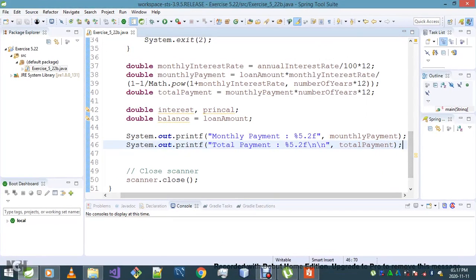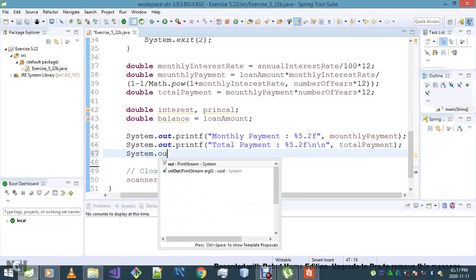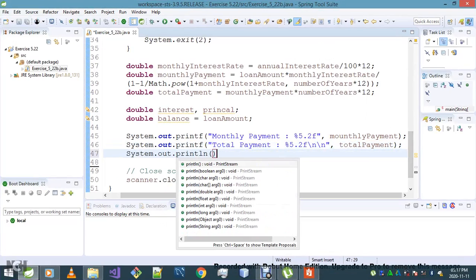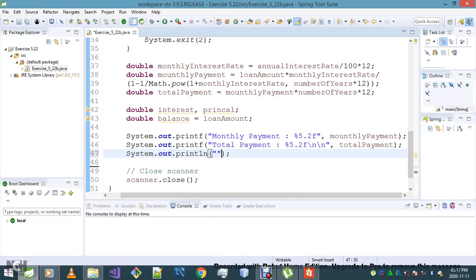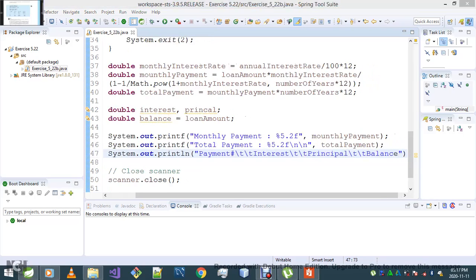Okay, lastly, System.out.println, what I wanna then display is simply payment and the hashtag sign, 2 backslashes, interest, 2 backslashes, principal, 2 backslashes, and balance. I hope I got that right.